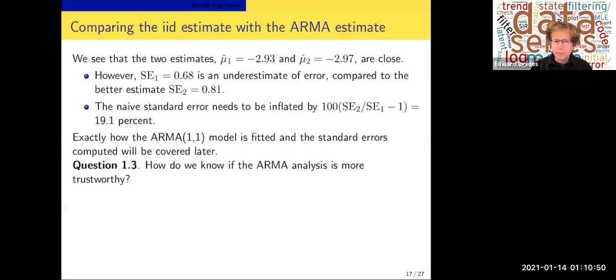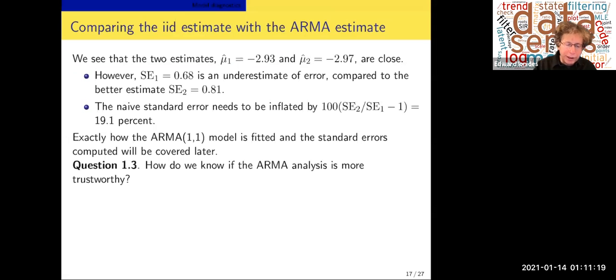Okay, so the details underlying this ARMA(1,1) analysis will be covered later. But one thing that we can just think about a little bit now is how do we even know if the ARMA analysis is more trustworthy? It's a more complicated model. Being complicated isn't always good. So, well, this is really a general statistical question. How do you know if one statistical model is better than another?